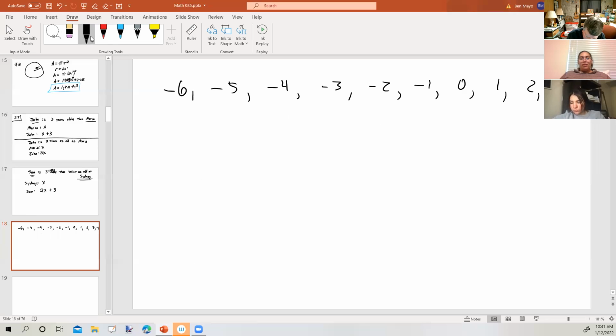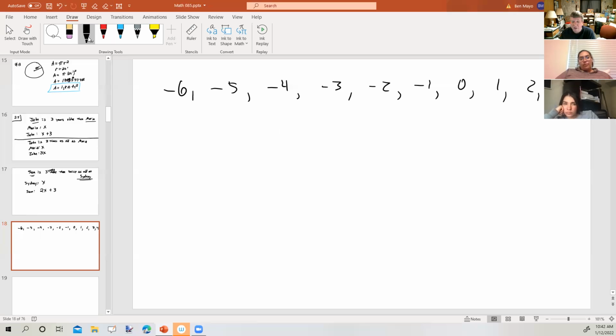Let's say we want 3 consecutive even integers, and the first one is going to be -6. The next consecutive even integer would be 2 more than that, x plus 2. The next consecutive even integer would be x plus 4, because even integers go up by 2s. Any questions there? All right.